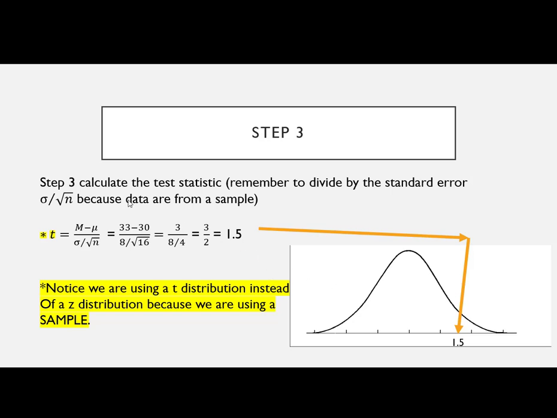Okay, so how do I do that? It gets very complicated, and I'm not going to make you do this by hand, but when you're doing sample means, you divide your standard deviation by the square root of the sample size because the data are from a sample. So we're just going to let the computer do that for us. But when we're using our sample data, we're not calculating a z-score, we're calculating a t-score. So we're looking at a t-distribution.